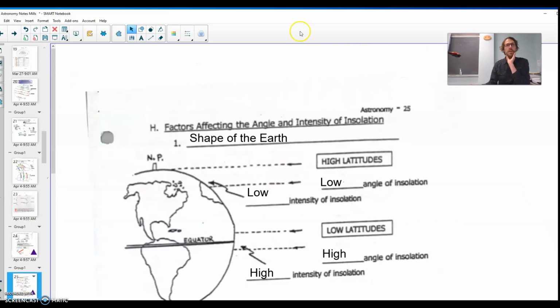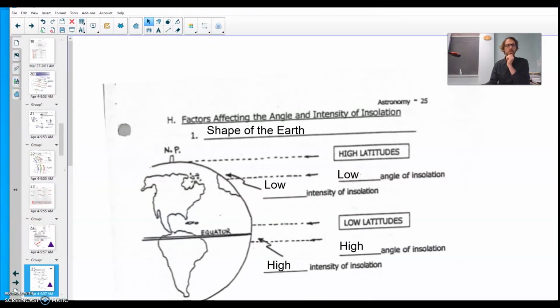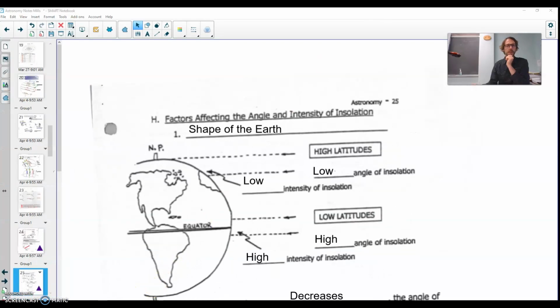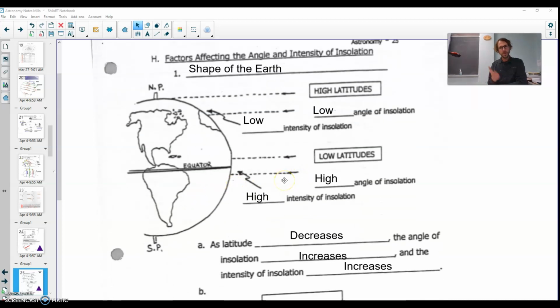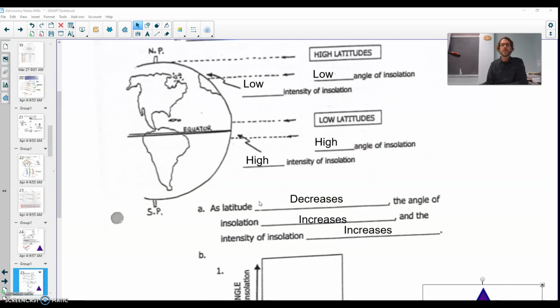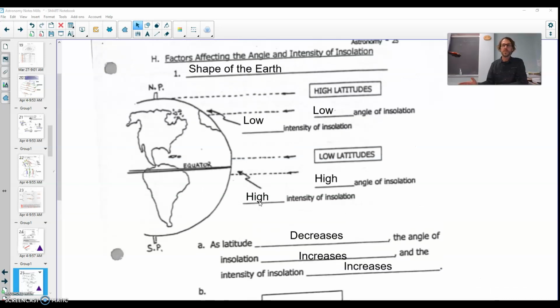Moving ahead, the other factors affecting the angle and intensity of insolation are the shape of the Earth. So low angle of insolation up towards the high latitudes as you get closer to the poles, so you have low intensity of insolation. At low latitudes, like the equator being the lowest at 0, you get a high angle of insolation, a high intensity of insolation. So as latitude decreases, the angle of insolation increases and the intensity of insolation increases.